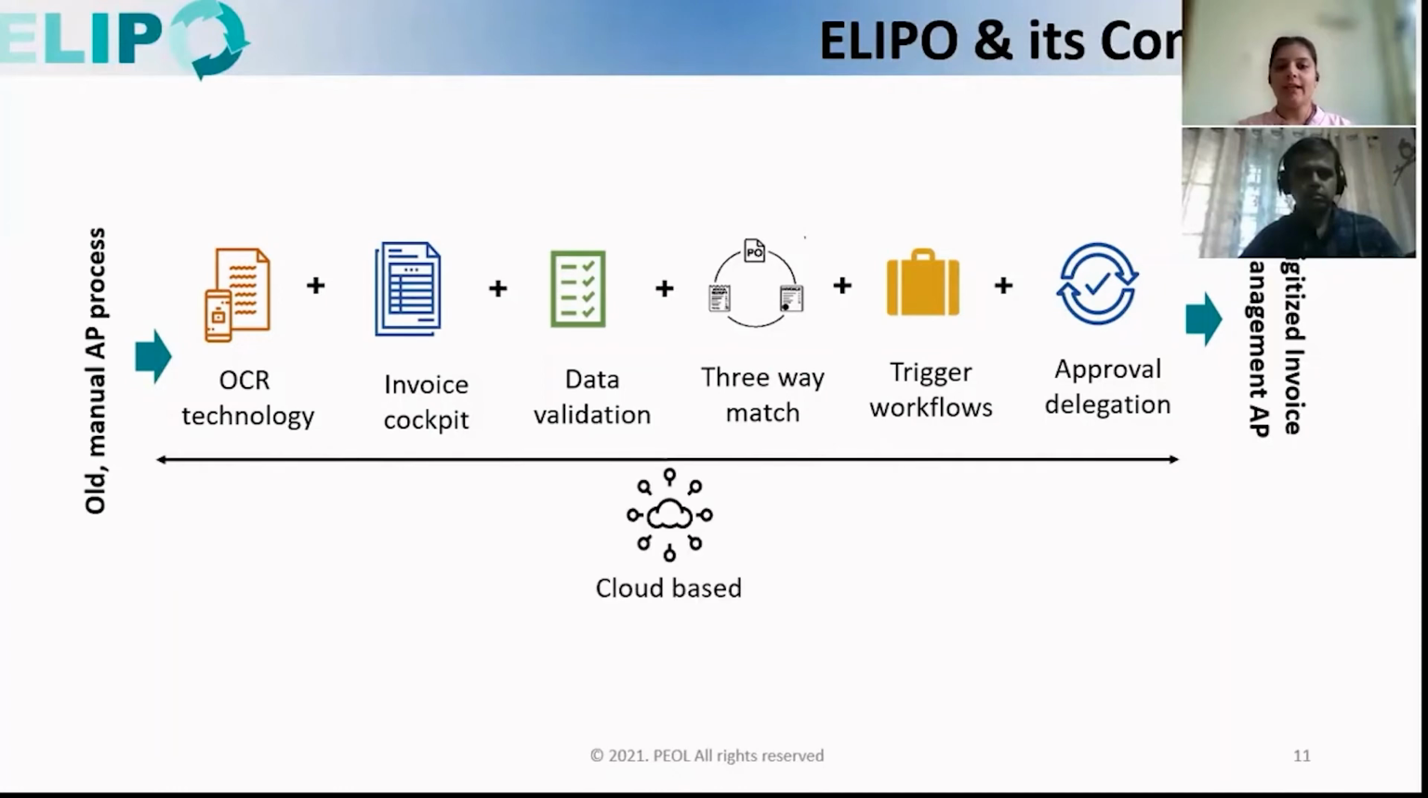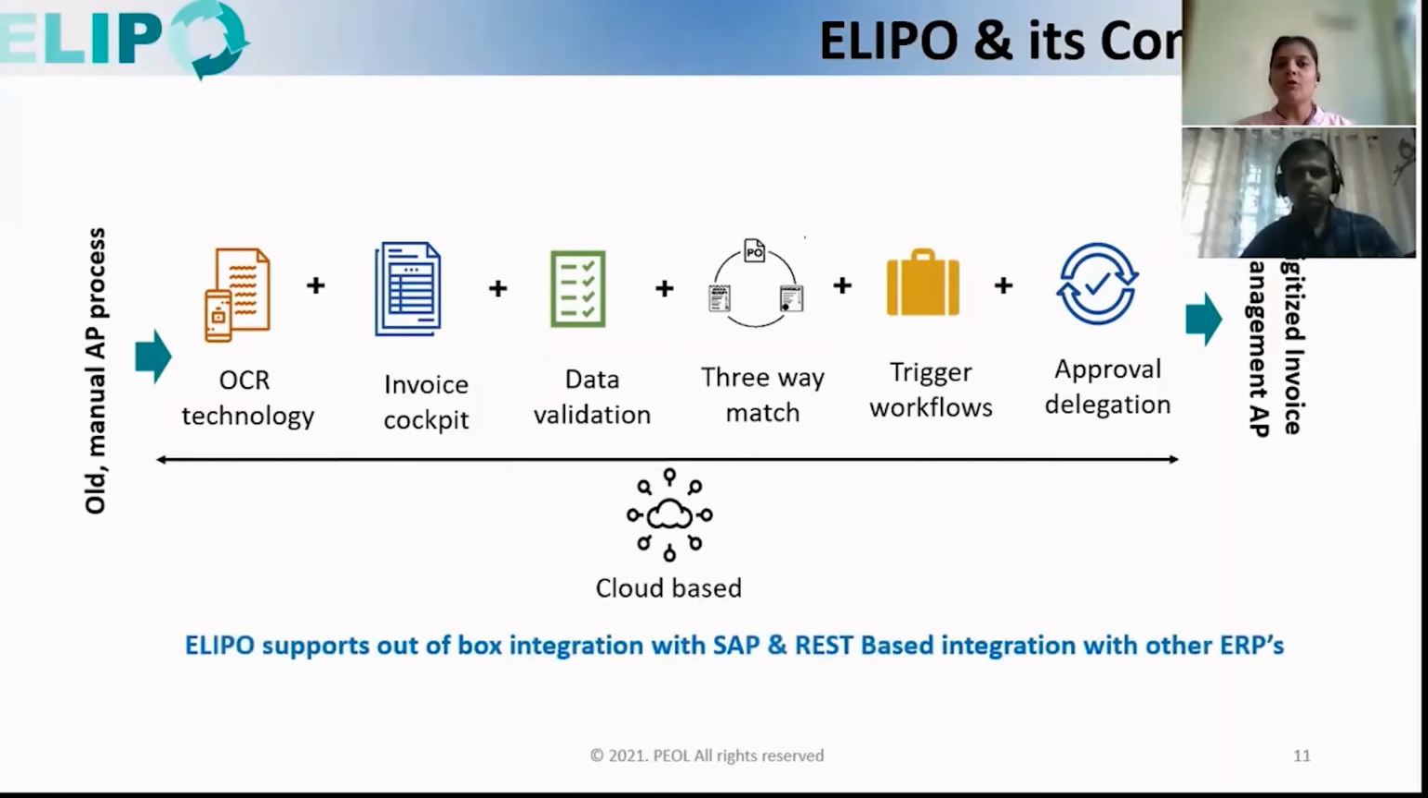ELIPO is hosted on AWS Cloud. It supports out-of-the-box integration with SAP, but it can be easily integrated with other ERPs as well.